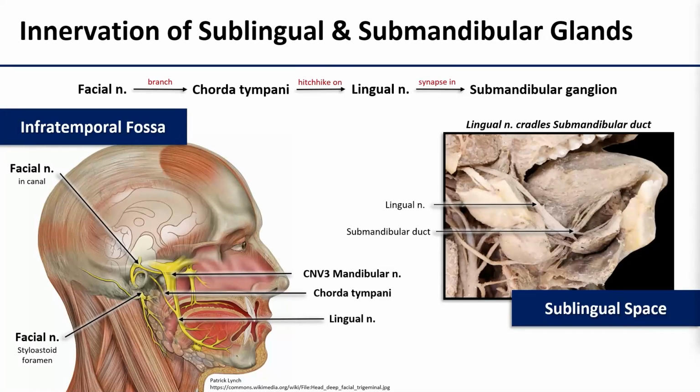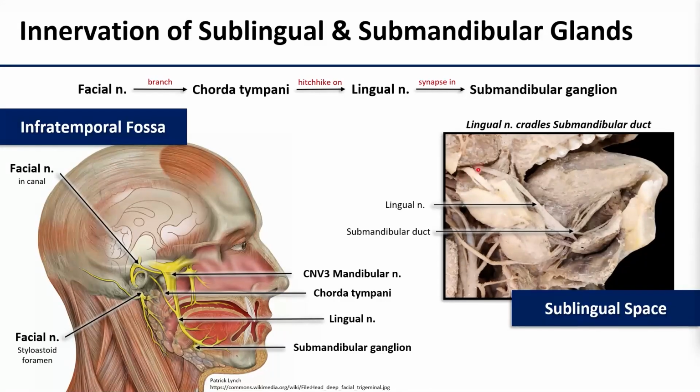Now, the lingual nerve is already carrying back somatic sensory from the anterior two-thirds of the tongue. So it's heading in the general direction that the chorda tympani fibers want to go. So they jump on that, ride it into the sublingual space, and there they synapse in the submandibular ganglion. The lingual nerve actually has a very distinct relationship with the submandibular duct, the duct carrying saliva from the submandibular gland.